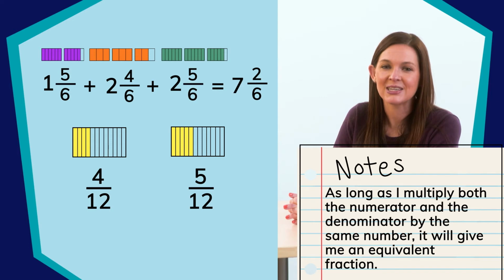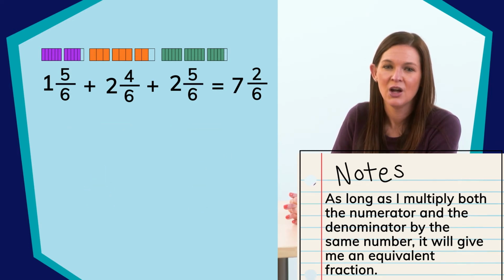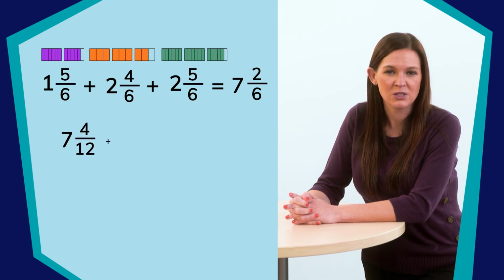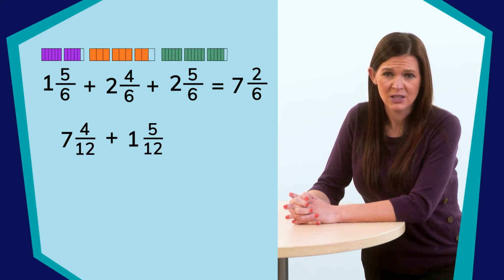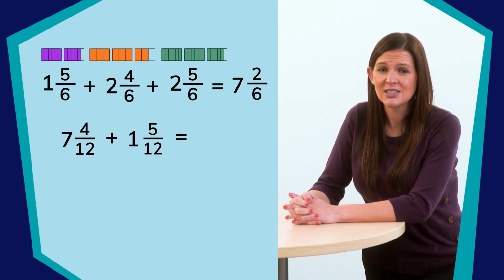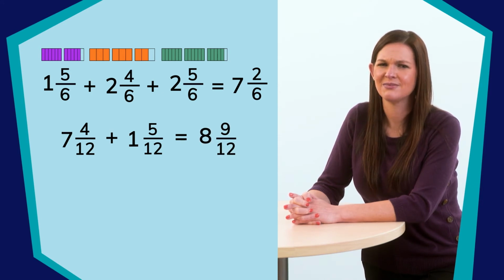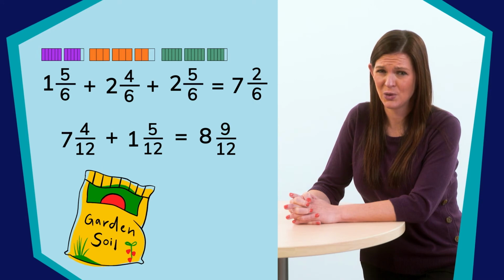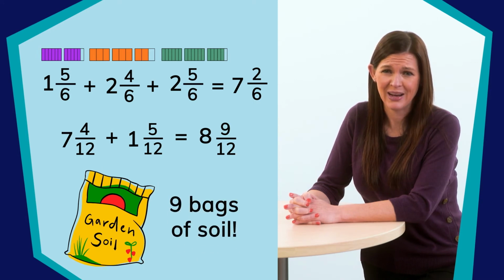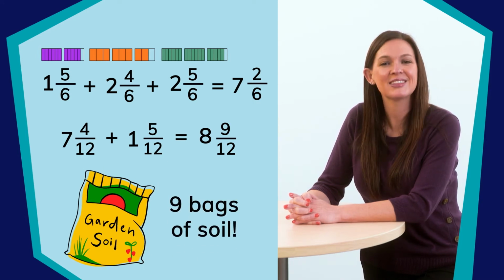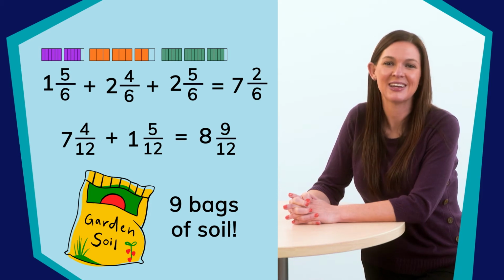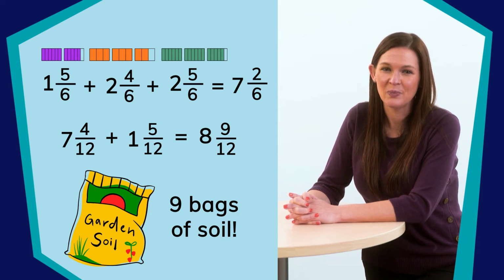So now back to adding these together so I will know how much soil to buy. We have 7 4/12 plus 1 5/12. And the answer is, yes, 8 9/12. Well, I can't buy 9/12 of a bag of soil, so I guess I'll have to buy 9 bags. Hey, look at that. That's the same as our estimate. Guess our answer is reasonable.